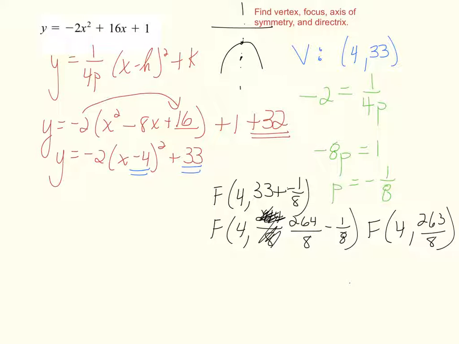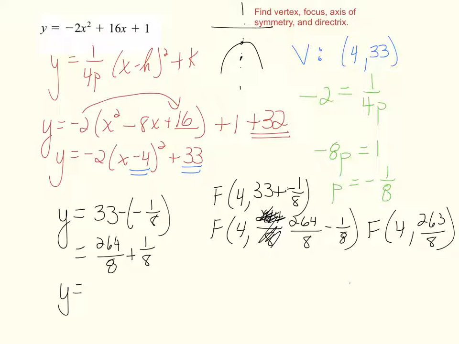Now that you have your focus, you're going to get your directrix. So you're going to go and find that y equals equation. So you got y equals. You start at 33. So you're going to subtract negative 1/8, so you're actually adding it. We already know that this is 264 divided by 8, plus 1/8. So your answer is going to be y equals 265 over 8. There's your directrix.